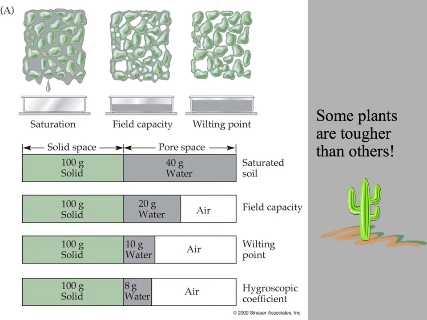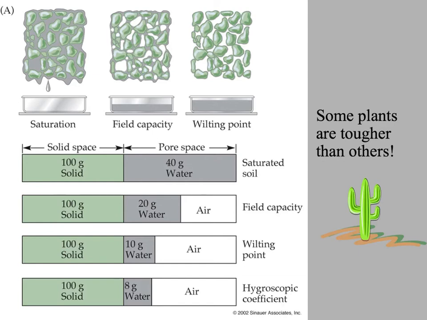At the left, fully saturated with water between everyone. In the middle, field capacity with water and air between all of them. And then the wilting point where there's nothing but air left. And the bars can show at the bottom in a different way. Saturated soil is made up of solids and water. Field capacity has water and air and solids. The wilting point has a tiny bit of water, and the hygroscopic coefficient, or the permanent wilting point, has a little bit less.